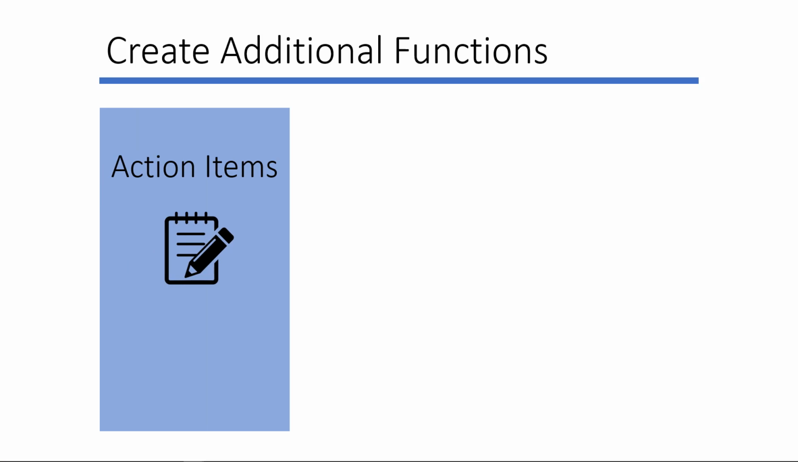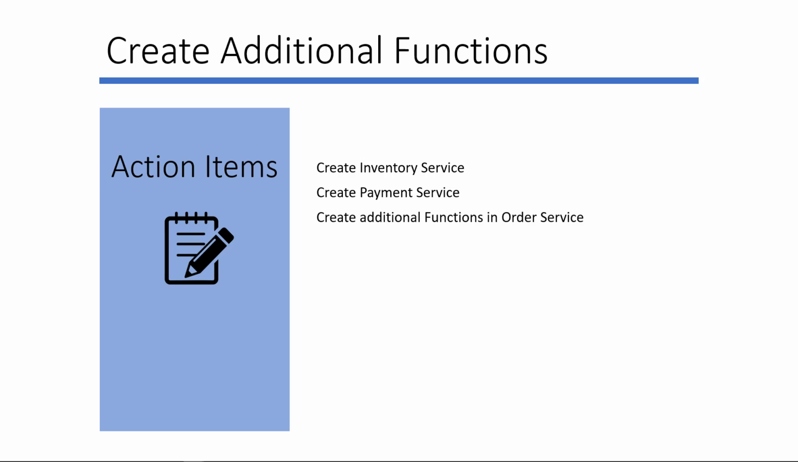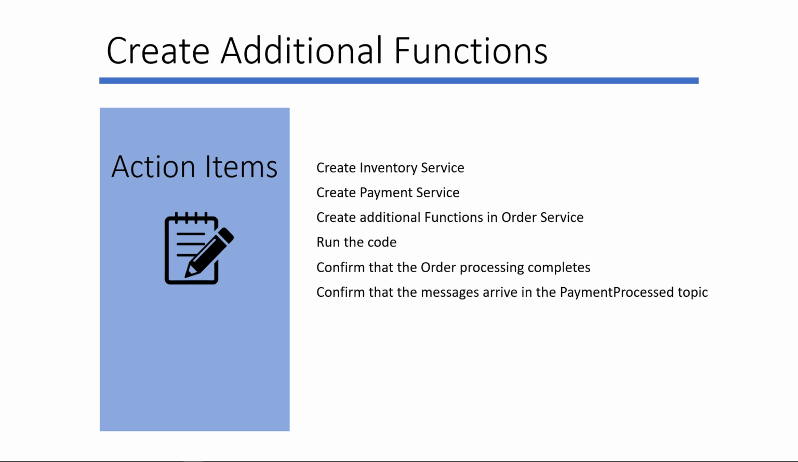In this section, we will create the additional functions that we will need in order to finish processing an order. Those services will be the inventory service, the payment service, and additional functions that we'll need in the order service in order to update the order status as it traverses through the rest of the services that we'll be creating as part of this section. Then we'll run the code. We'll confirm that the order processing completes successfully, and we'll confirm that the messages arrive in the payment process topic.